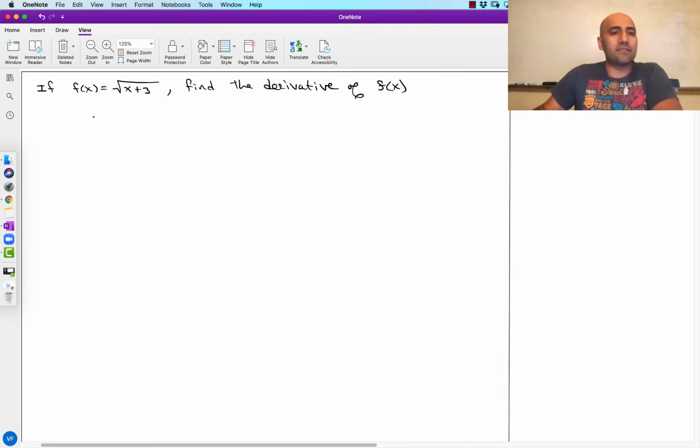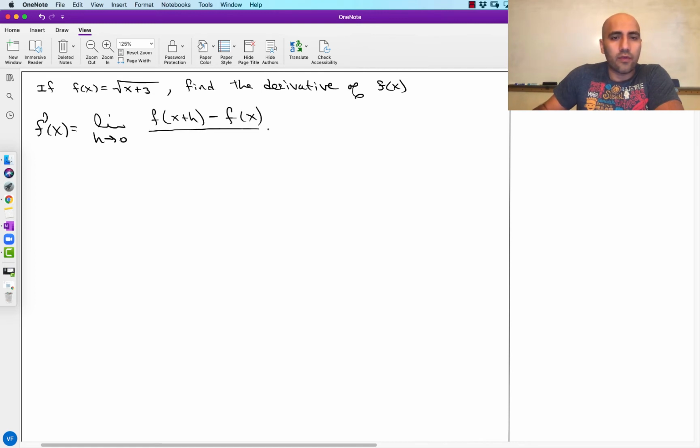So if f of x is equal to the square root of x plus 3, find the derivative of f of x. Okay, so again, this is another way that they can ask you to find the derivative. So let's begin by using our definition. F prime of x equals the limit as h goes to 0 of f of x plus h minus f of x, the whole thing divided by h.